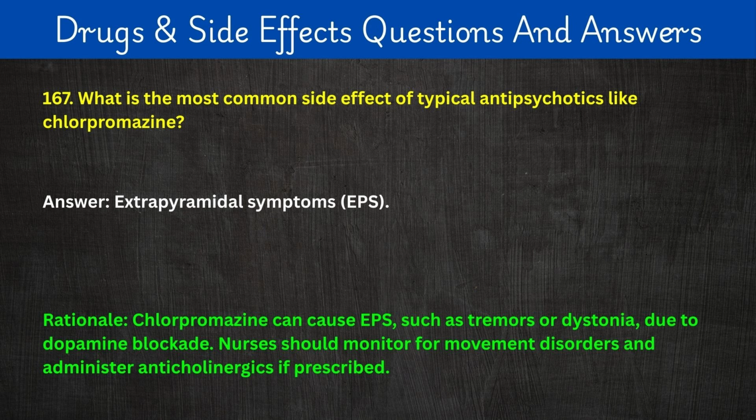What is the most common side effect of typical antipsychotics like chlorpromazine? Answer: extrapyramidal symptoms, EPS. Rationale: chlorpromazine can cause EPS such as tremors or dystonia due to dopamine blockade. Nurses should monitor for movement disorders and administer anticholinergics if prescribed.